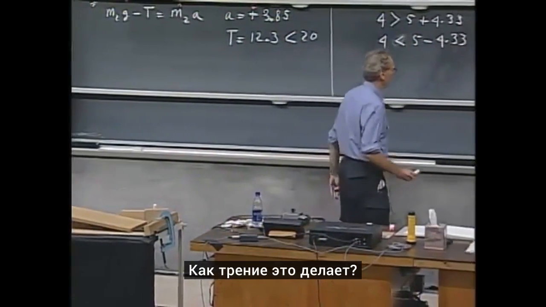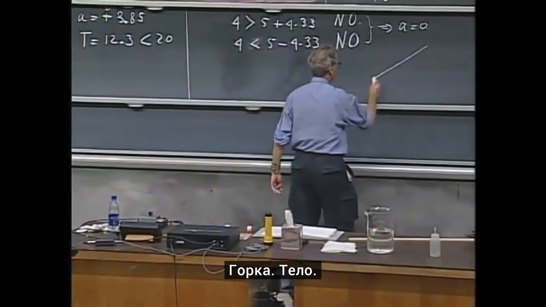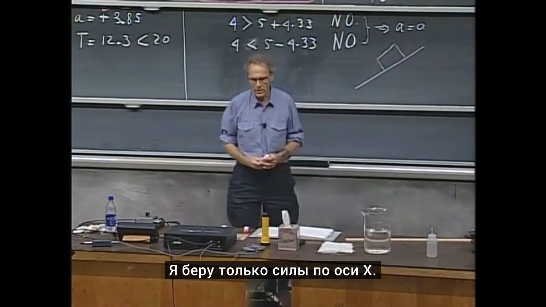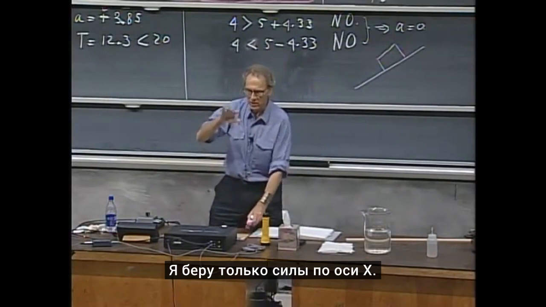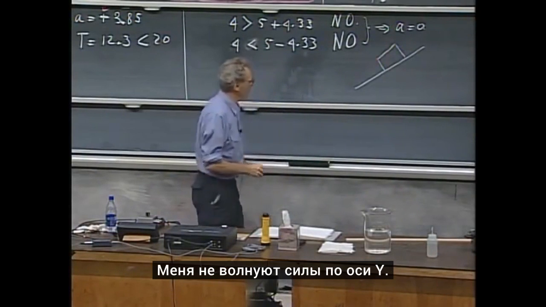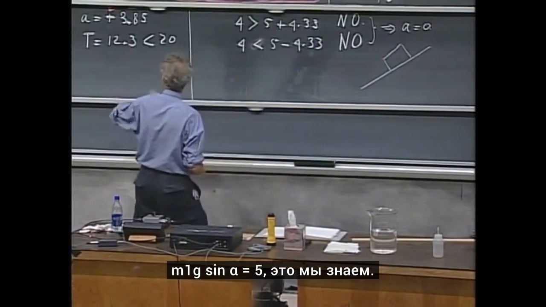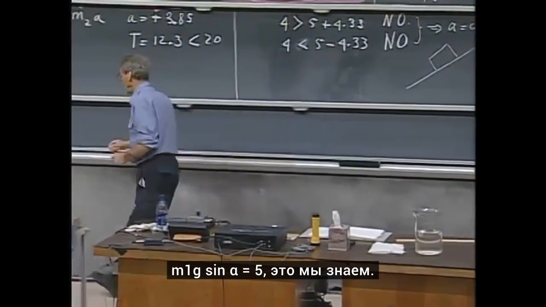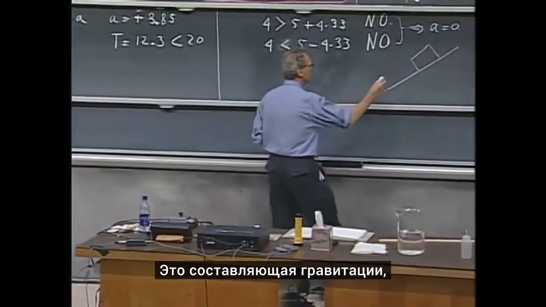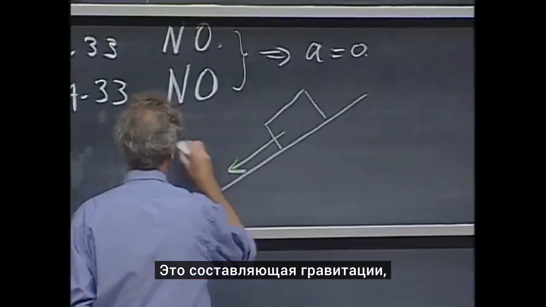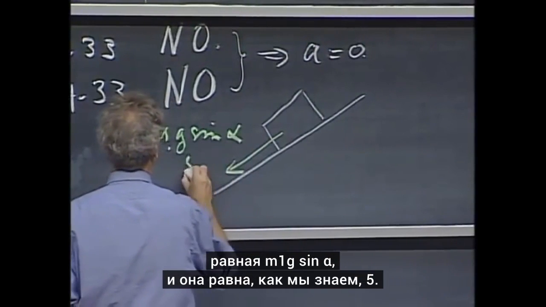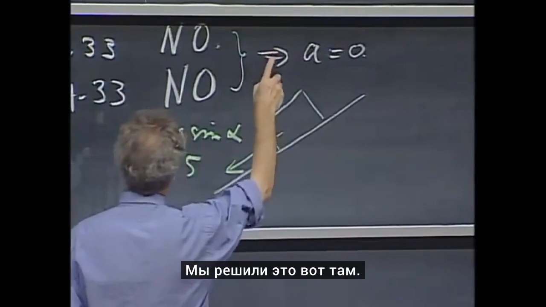How does the frictional force do that? This is that slope. Here is that object. I will only put in the forces along the x direction. I don't bother about the y direction. I know that there is m1g sine alpha, the component of gravity, and we know that that is 5.